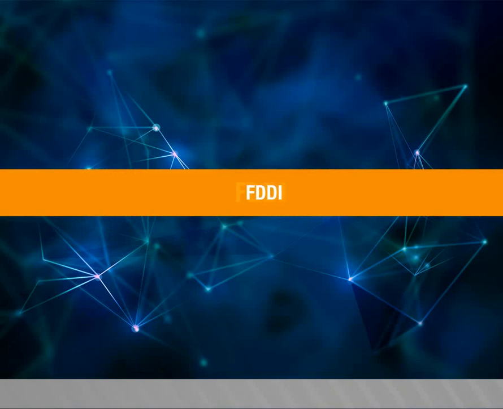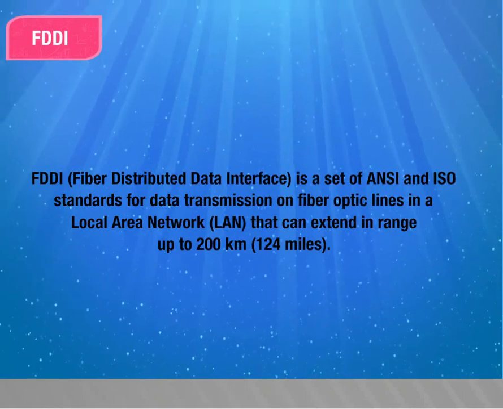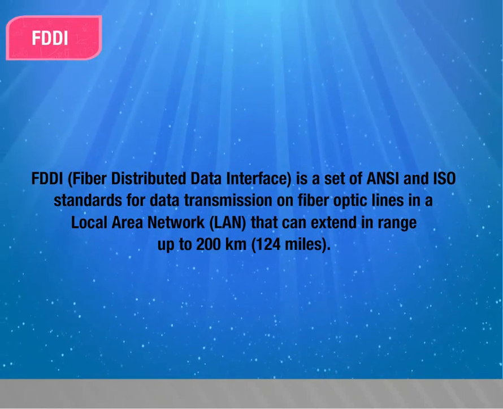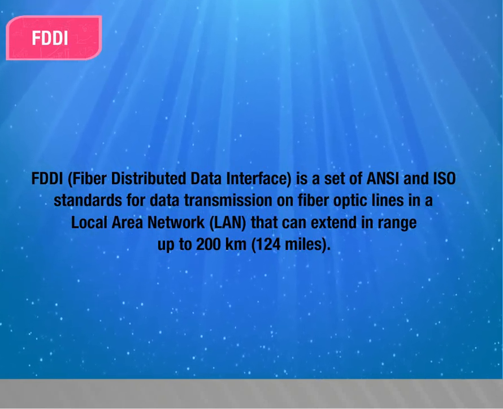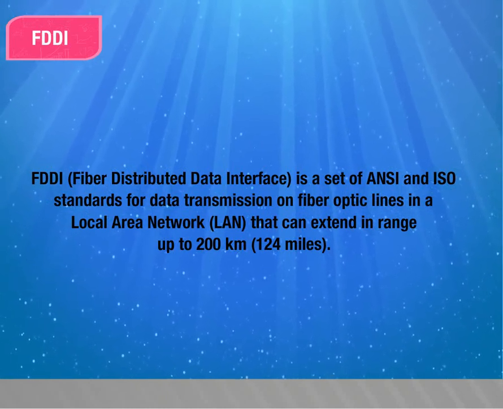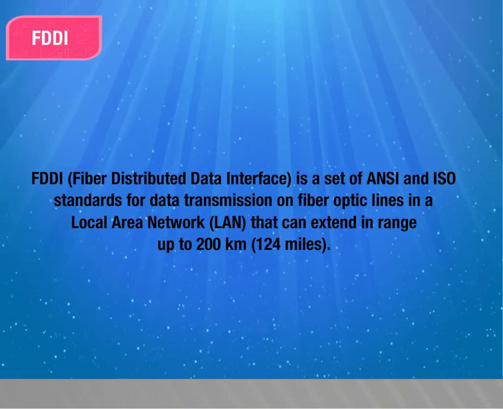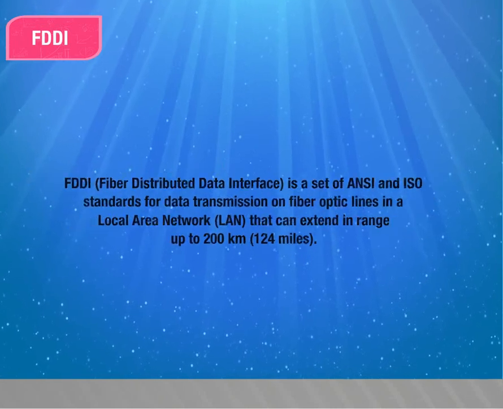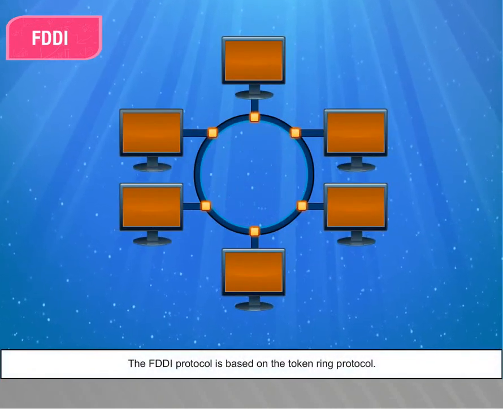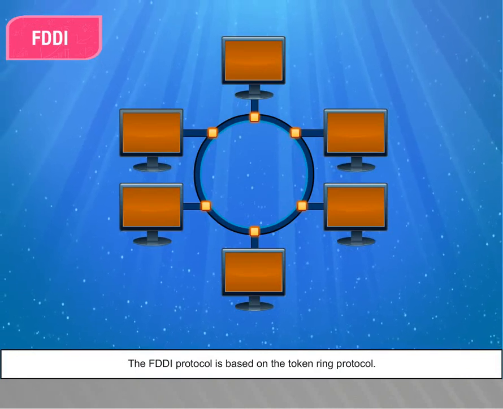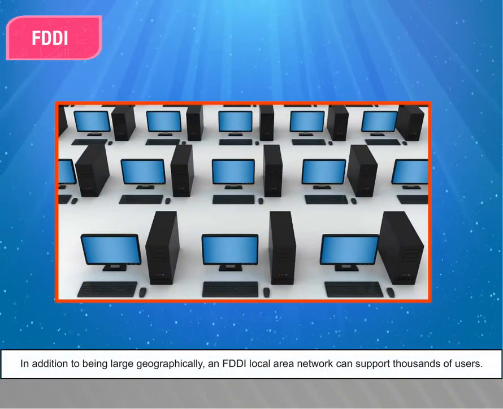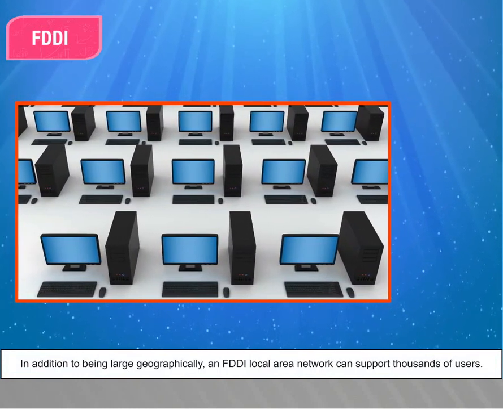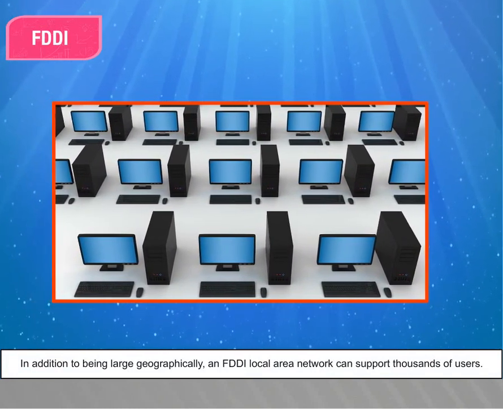FDDI. In this video, we are going to learn about FDDI. FDDI, Fiber Distributed Data Interface, is a set of ANSI and ISO standards for data transmission on fiber optic lines in a local area network (LAN) that can extend in range up to 200 km, that is 124 miles. The FDDI protocol is based on the Token Ring protocol. In addition to being large geographically, an FDDI local area network can support thousands of users.